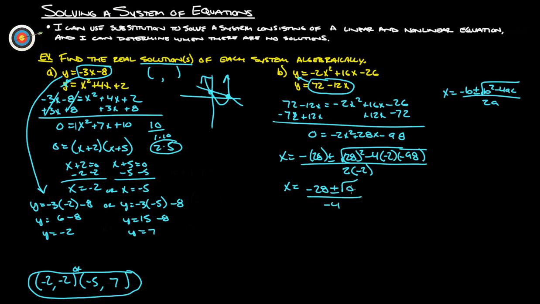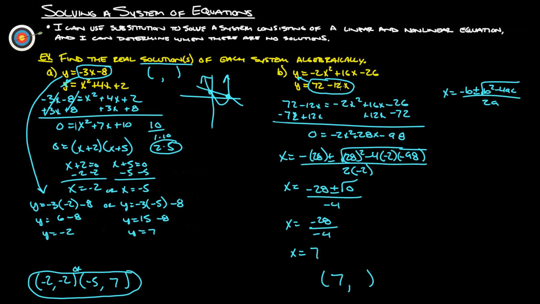Now, really, the square root of 0 is just 0. So this is just going to equal negative 28 over negative 4, because adding 0 and subtracting 0 is not going to make any difference. So we get x equals negative over negative is positive, 28 divided by 4. It's going to give us 7, isn't it? Okay, so we now know that our one solution is going to be 7 for the x, and now we have to figure out what the y is.